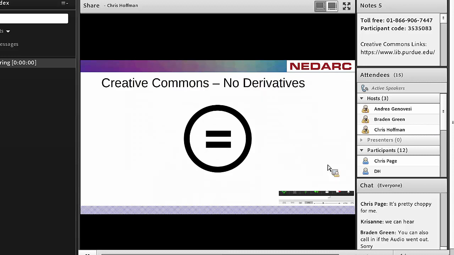No derivatives is the next element. So no derivatives means you can use the image or song or video, but you can't change it. No changes on it whatsoever. That's what the no derivatives element means.